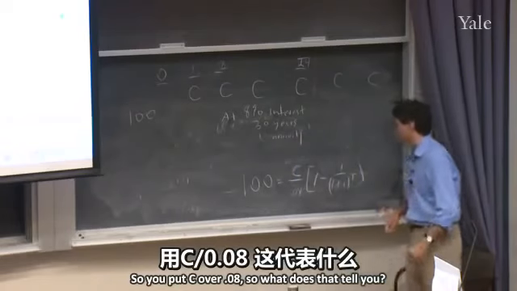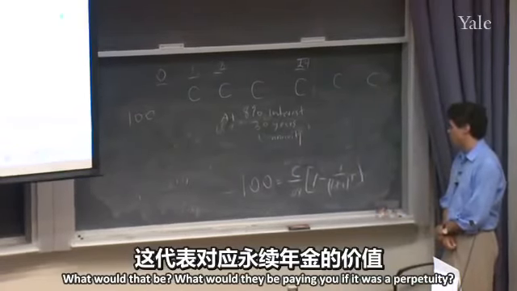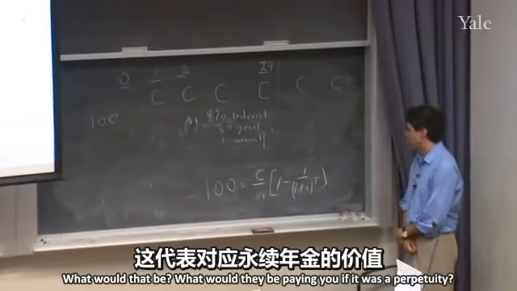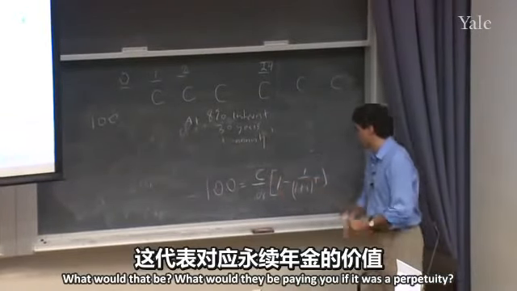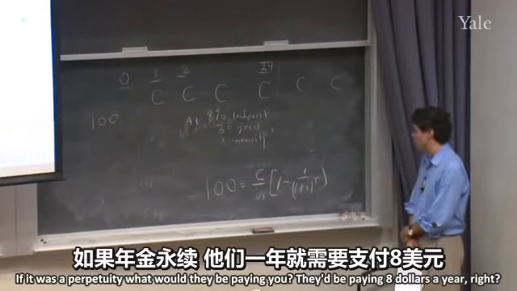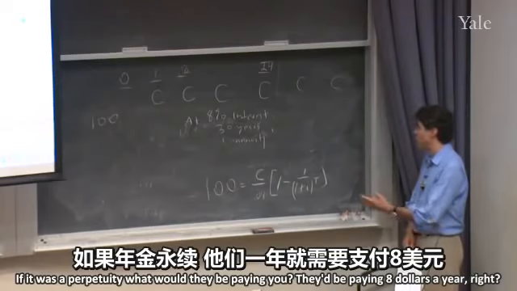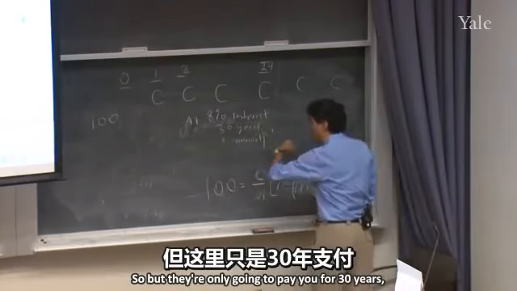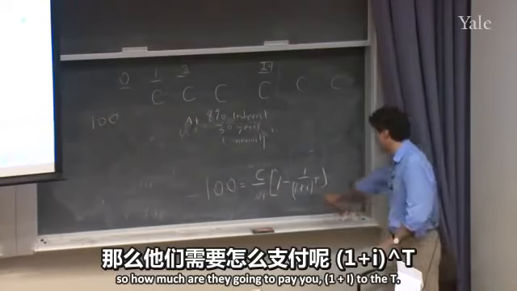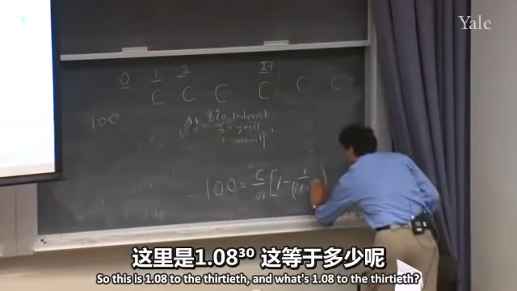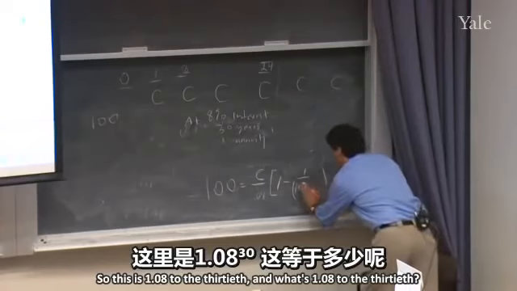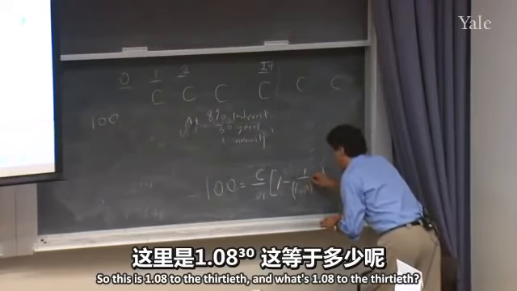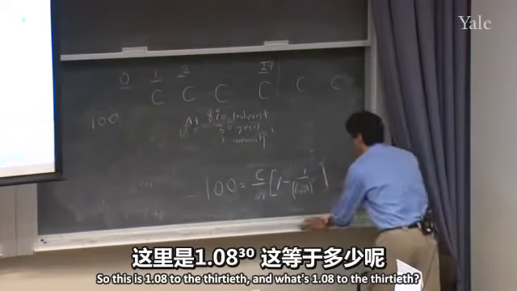Okay, so what does that tell you? If it was a perpetuity, what would they be paying you? They'd be paying $8 a year, right? But they're only going to pay you for 30 years. So how much are they going to pay you? 1 plus I to the t. Okay, so this is 1.08 to the 30th. And what's 1.08 to the 30th?